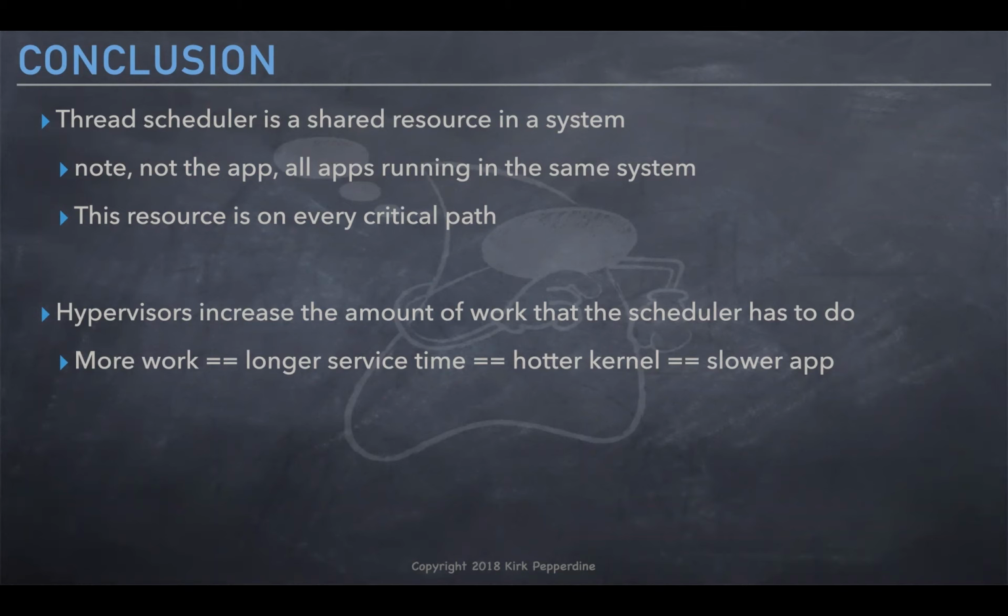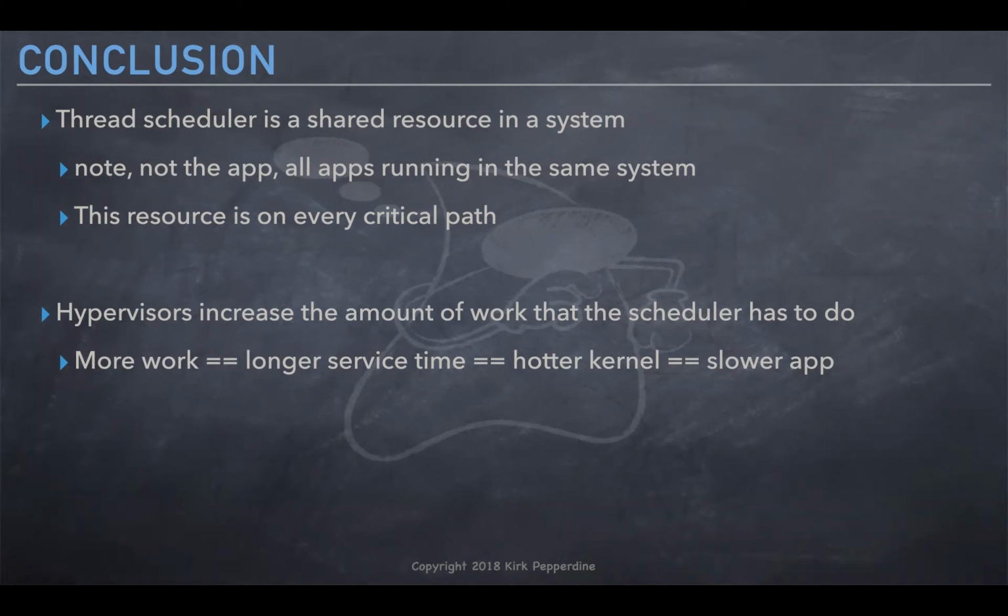And this is much improved when we get into a type 2 hypervisor, because that aspect of the hypervisor is down in the lowest level of the kernel, and therefore it doesn't have the same barriers in order to provide the information that it needs to provide that type 1 hypervisors have to use, right? And so it's like more work equals longer service times, equals hotter kernel, equals slower application.